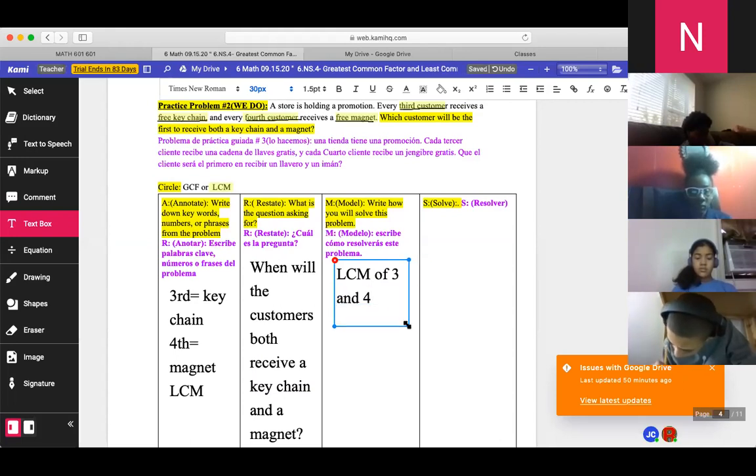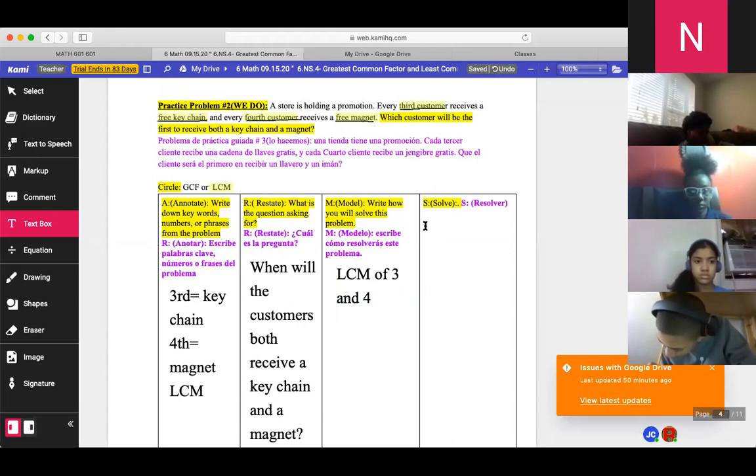And I think either I said it or Mr. R said it, somebody said it. We're going to do multiply. Least common multiple, we multiply.